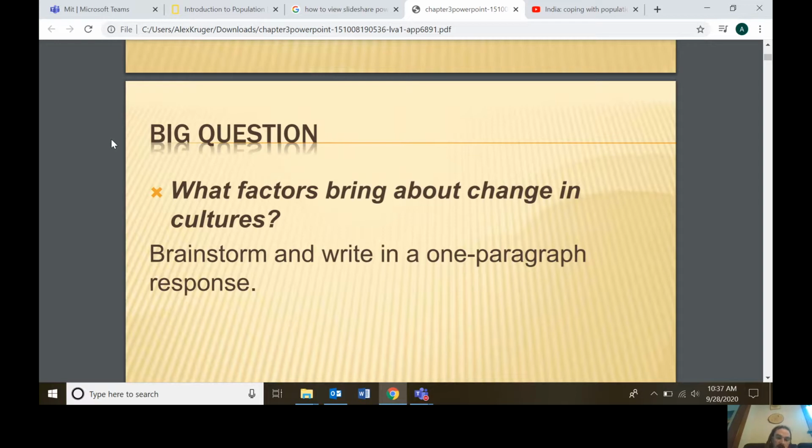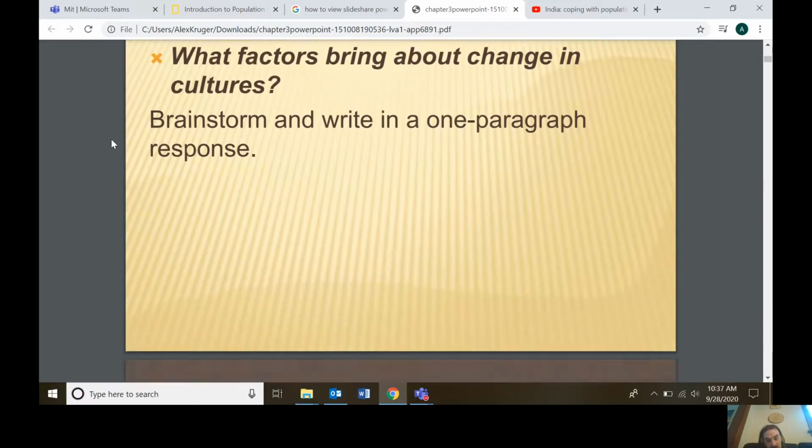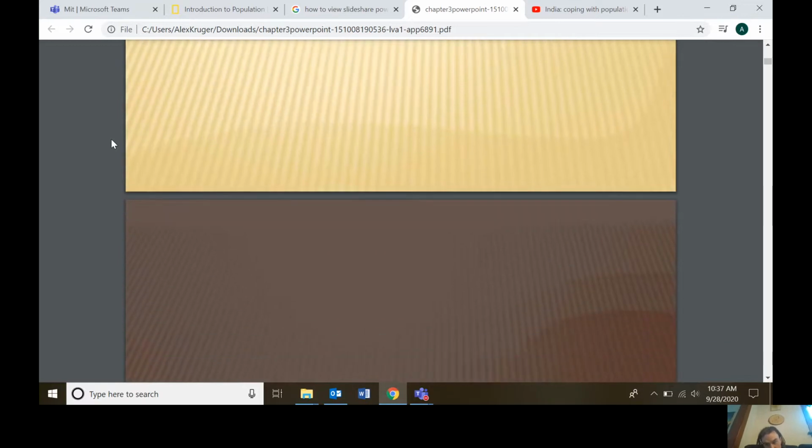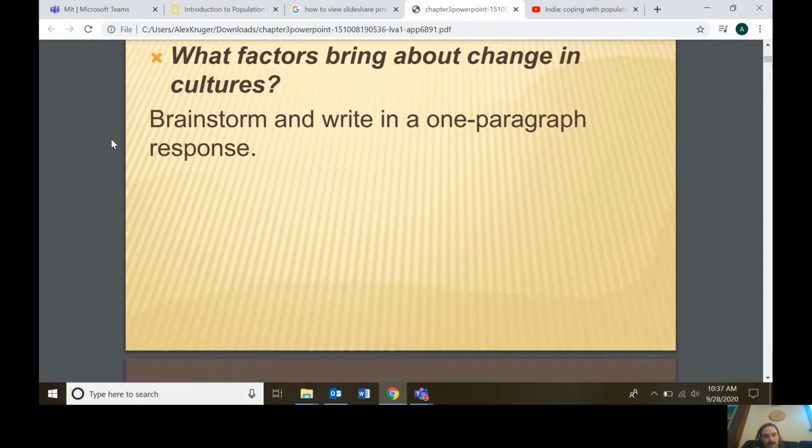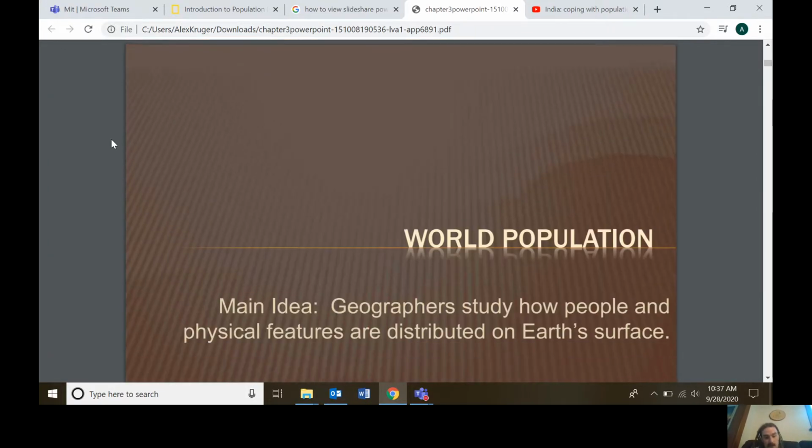Don't worry about writing a one-paragraph response. That's more like something we would do if we were in class together, and I had more time to kind of go over this stuff, basically. So don't worry about doing that.